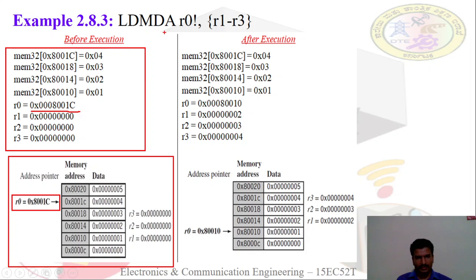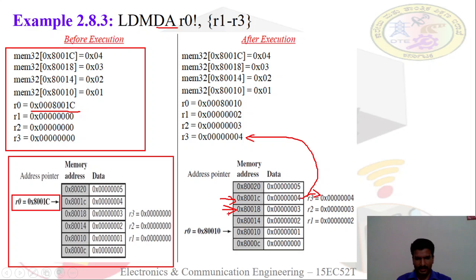So decrement address by 4 after each load. So first it will perform the load operation, then it will decrement by 4. So here it is pointing to 8001C. So first it will perform the load operation. From that memory location data is moved to R3, not R1. So here it is moving to R3 first, then it decrements by 4.